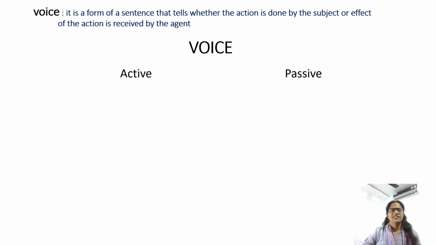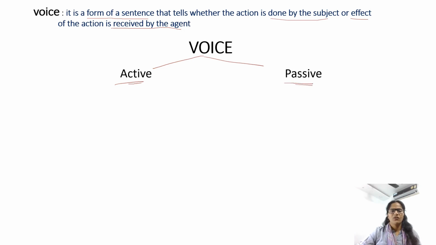What is a voice? Voice is a form of a sentence that tells whether the action is done by the subject or the effect of the action is received by the subject. Voice has two types, active voice and passive voice.